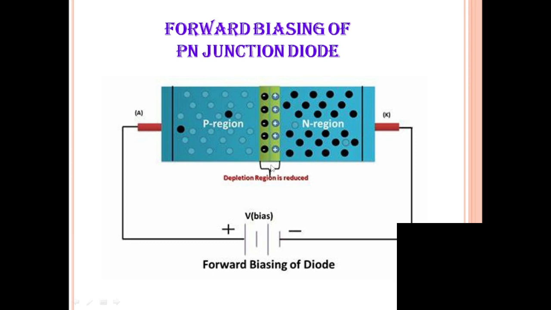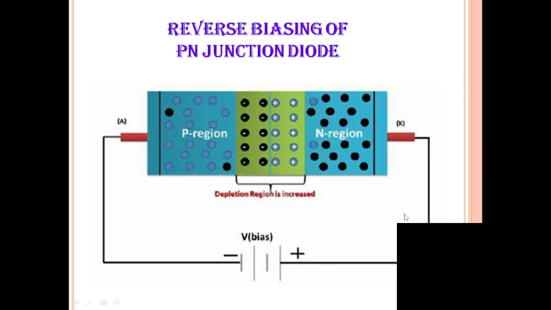At the same time, the barrier potential voltage also reduced. So this is the working principle of the forward bias condition in a PN junction diode.